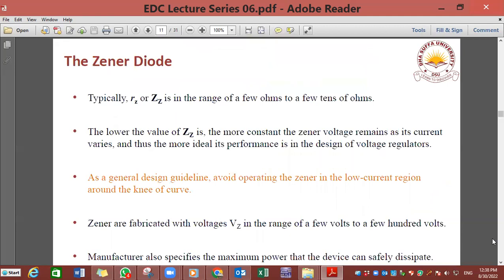So moving on, ZZ or RZ is the same as it is mentioned here.